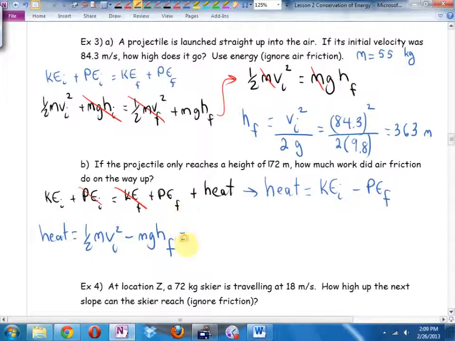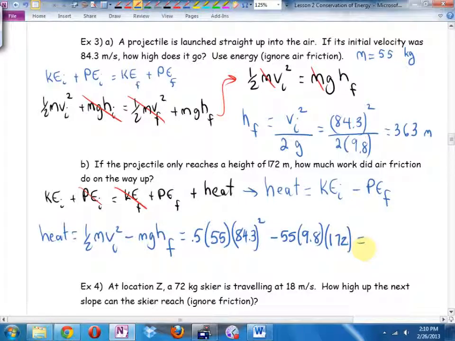So I guess I did need to give you the mass after all, of 55. Let's plug and chug. Instead of 1/2, you know what I'm going to type on my calculator? 0.5 times M, 55, times V initial, 84.3 squared, minus M, 55, G, 9.8, final height, which I thought was 363, turned out to be 172.